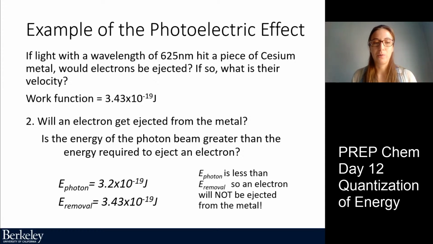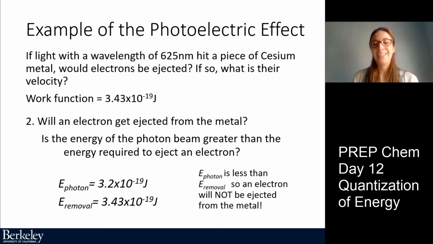So all of these numbers are ones that are kind of expected from what work functions for metals would be. So around 10 to the minus 19th joules is kind of a common threshold for this.